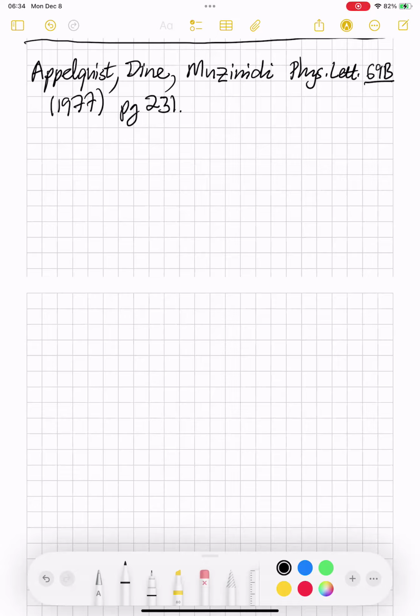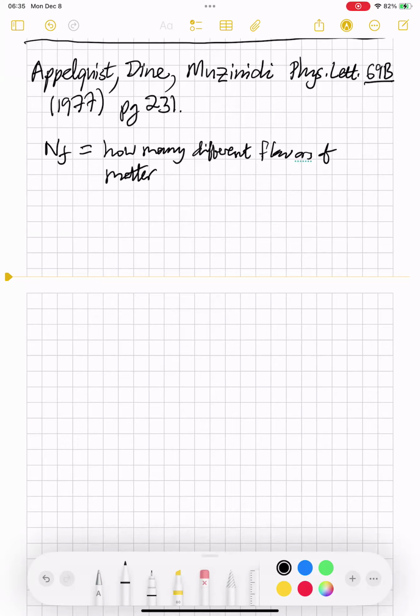So how are we going to use this for the Banks-Zaks fixed point? Well, typically inside your theory, you would have some parameters that you can choose. One of the things that you would choose is the number of flavors, N_F, how many different flavors of matter you have in your theory. By choosing N_F, you're determining how much screening happens, because it's the matter that screens.